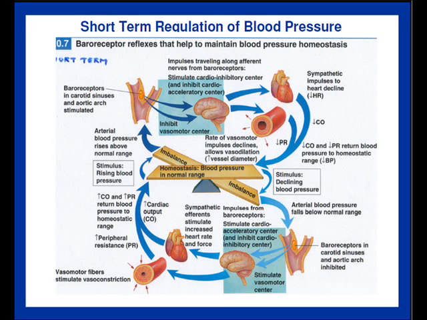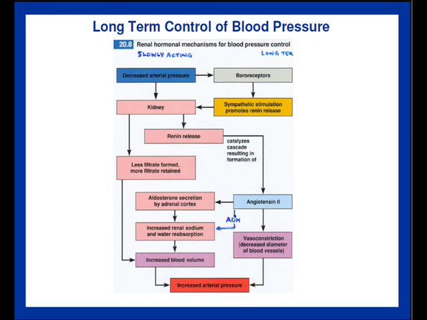What about long term? Long term control of blood pressure is a little bit different. So we have a decreased, it's very obviously slow acting, decreased arterial blood pressure. That's going to stimulate the baroreceptors. Sympathetic stimulation then from the baroreceptors in the brainstem promotes renin release. We all know about renin, right? Renin release is triggered from the kidney. It's a hormone.